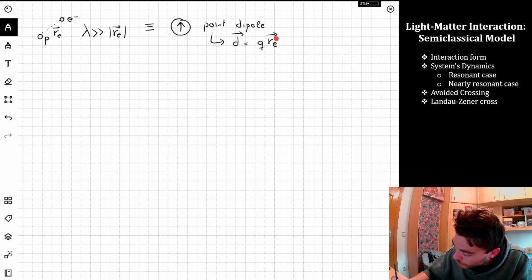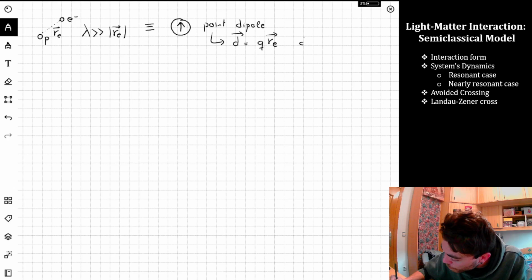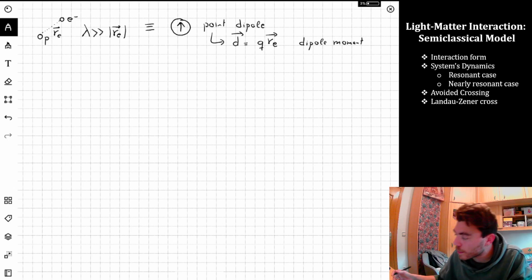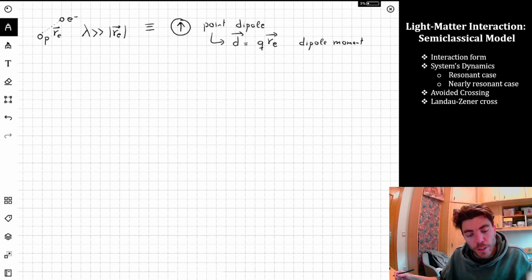So in this case it is the difference between the positive and the negative charge, which we just called r(e). So talking about the difference in position is the same as talking about a dipole moment. This is the dipole moment, in this case, the atomic dipole moment. Alright.